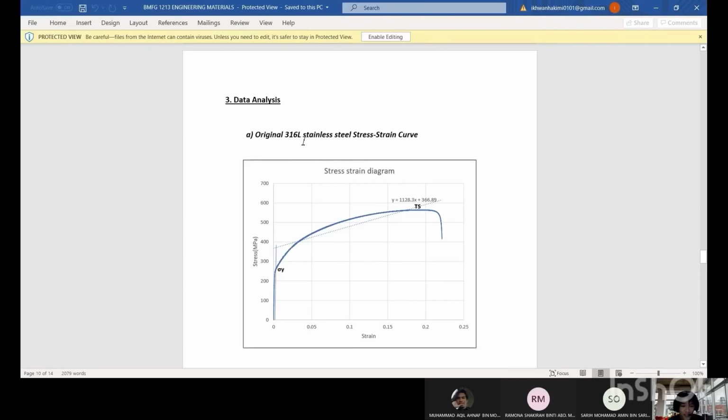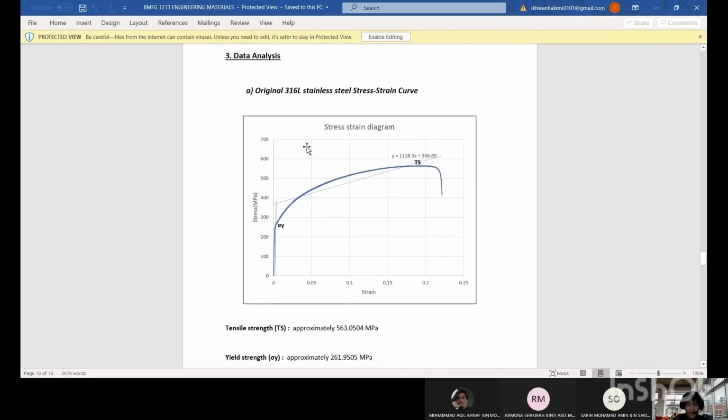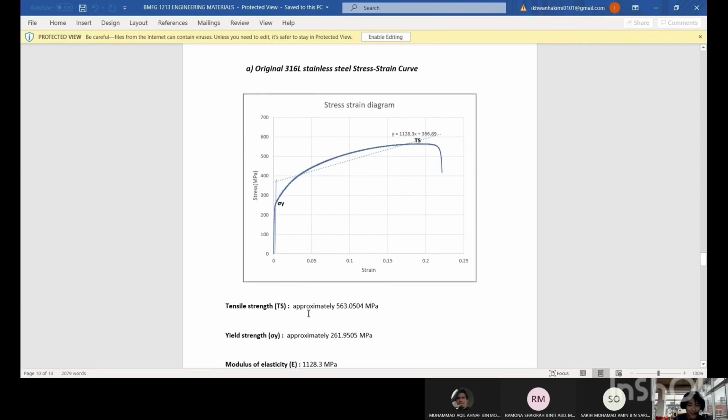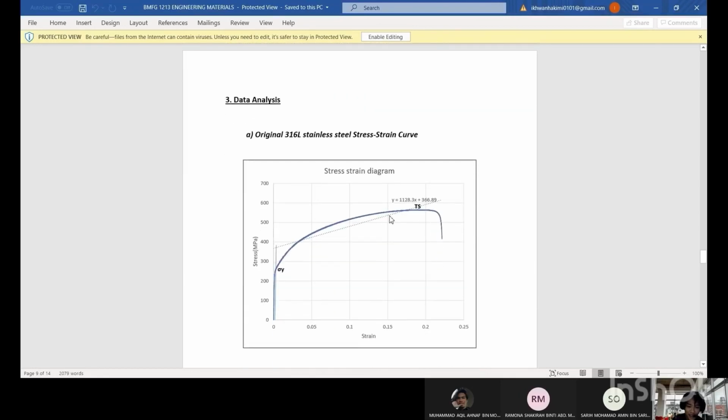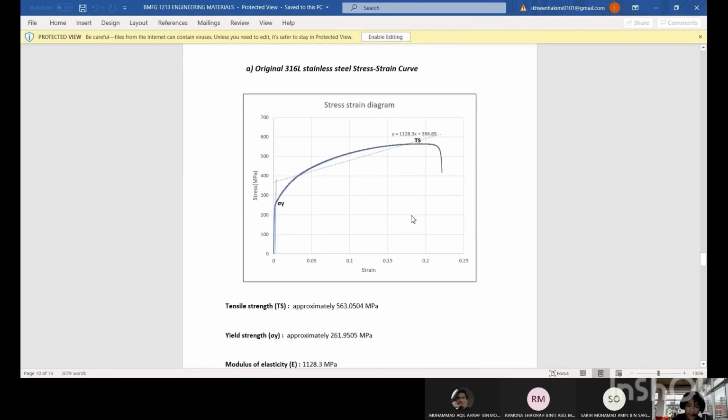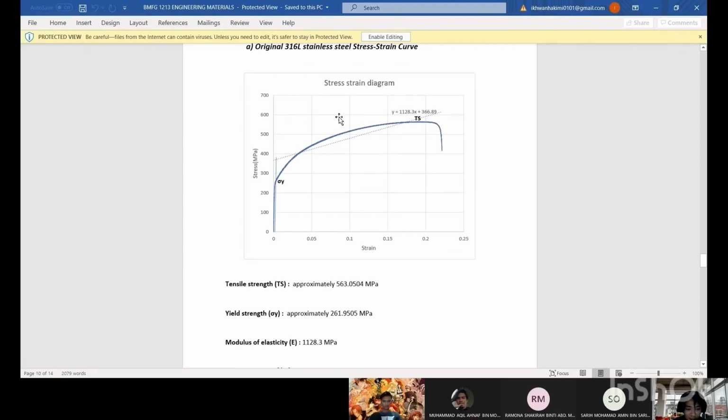For the original 316L steel, the stress strain diagram is like this. So for tensile strength, we know that it is the maximum engineering stress that can be held by the specimen without fracture. Means in this diagram, the tensile strength is the maximum point. So the tensile strength is approximately 563.0504 megapascals.